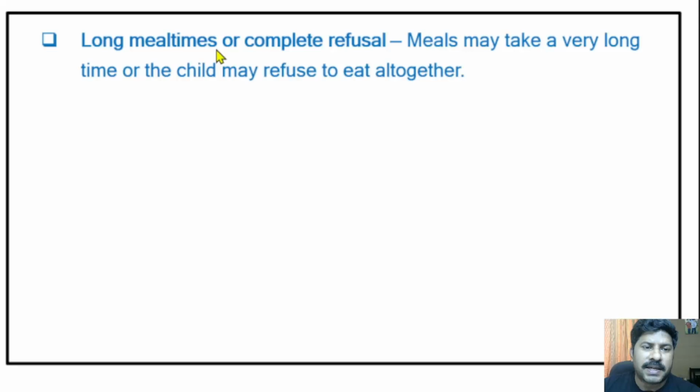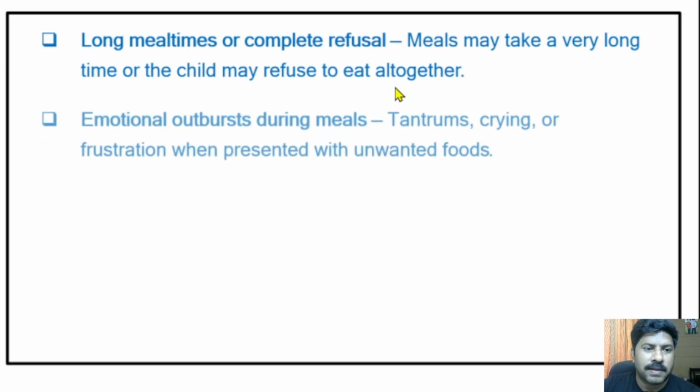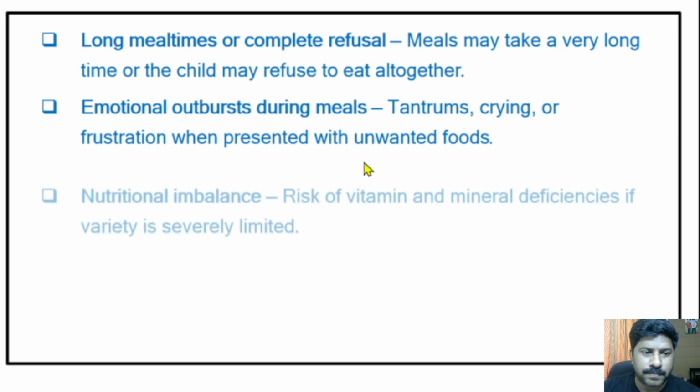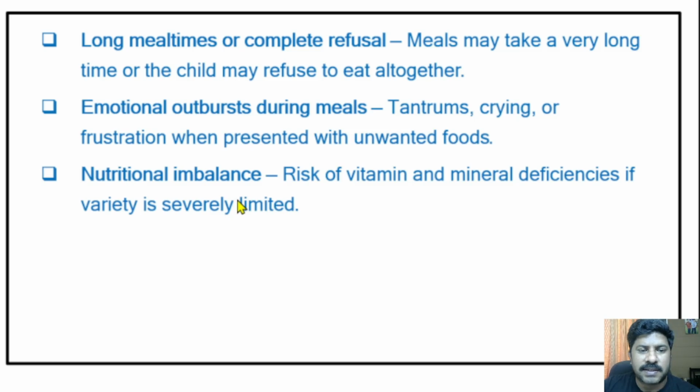Then long mealtimes or complete refusal. Meals may take a very long time or the child may refuse to eat altogether. Then emotional outbursts during meals: tantrums, crying or frustration when presented with unwanted foods. Nutritional imbalance: risk of vitamin and mineral deficiencies if variety is severely limited, because the child is taking only selected foods, it may cause nutritional deficiencies.